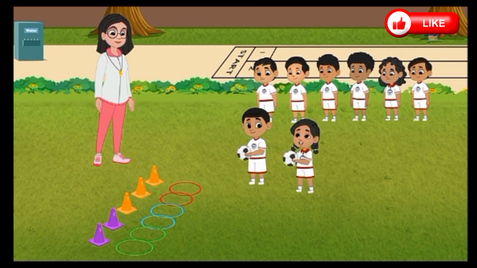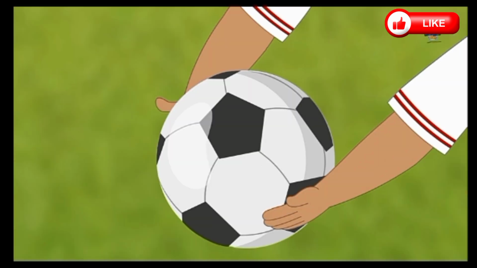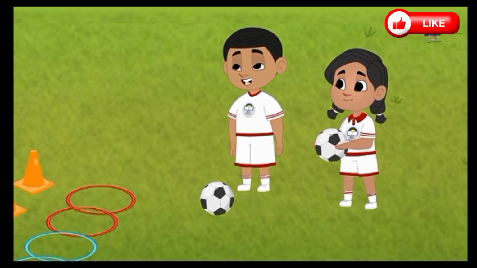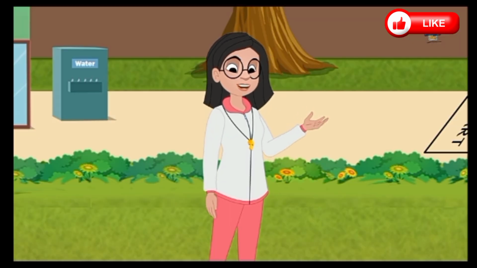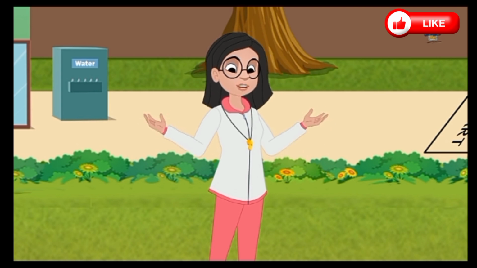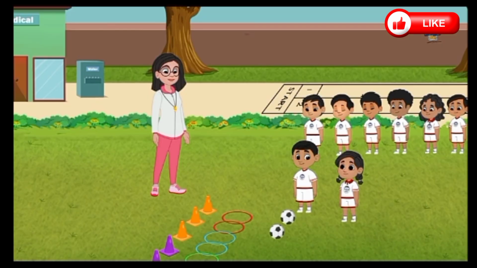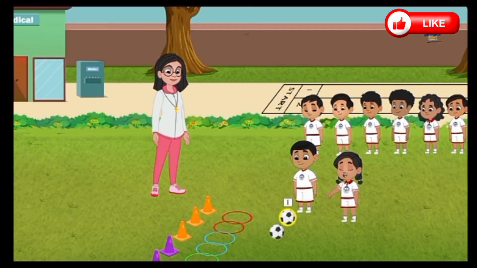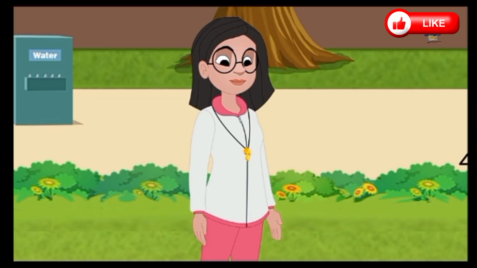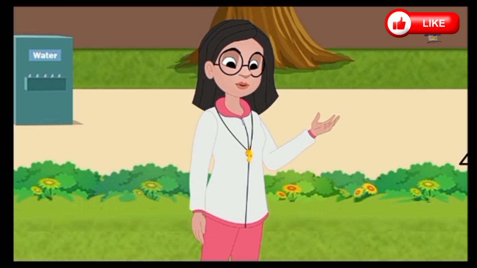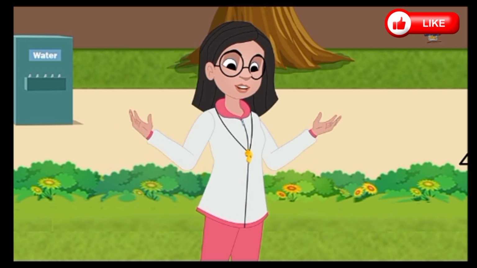We got the footballs, teacher. Let us count the footballs too. I have got 1 football. I also have 1, teacher. That's right. Now, let us add to find the total number of footballs. Here is 1. And this is 2. We have 2 footballs in all. Excellent, Vani. Now, let us practice for the obstacle race.